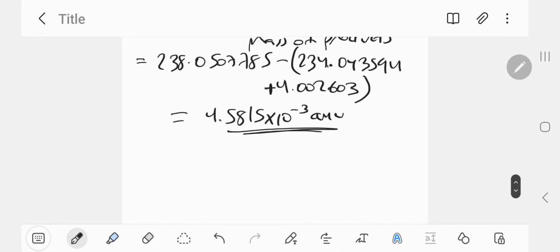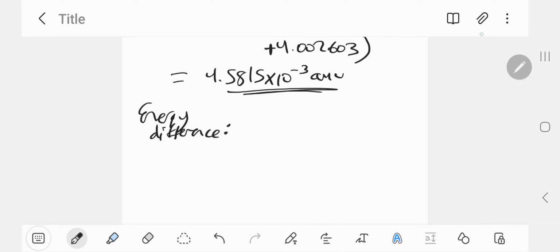That's the mass difference. Let's work out the energy difference. I should say energy equivalence, because we're interested in the energy.